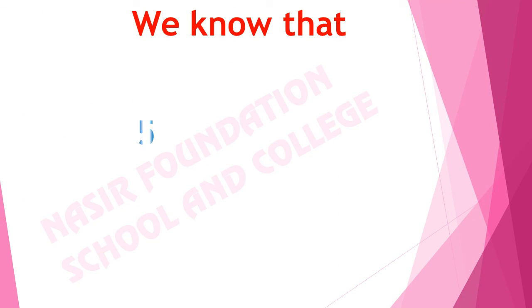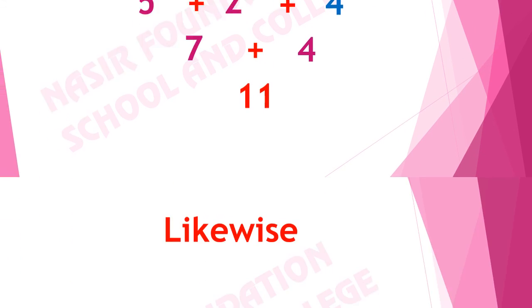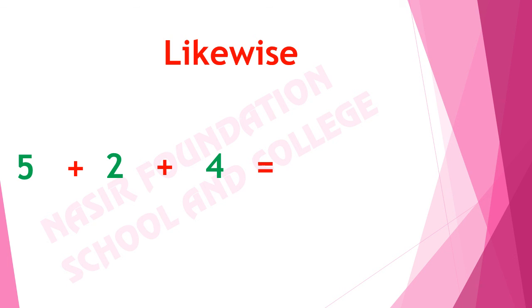Now we will again change the position of these digits. Now we will add 5, 2 and 4. In the first step, 5 and 2 are added. If we add 5 and 2, it makes 7. And now we will add the remaining digit in it. In 7, if we add 4, we get 11. It means if we add 5, 2 and 4, it makes 11.